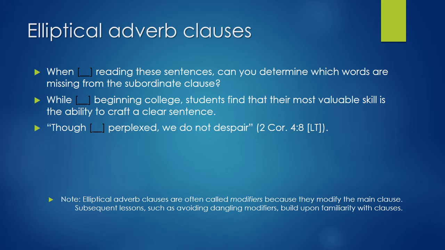Now note that elliptical adverb clauses are often called modifiers because they modify the main clause, and subsequent lessons, such as avoiding dangling modifiers, build upon familiarity with clauses and even elliptical clauses.